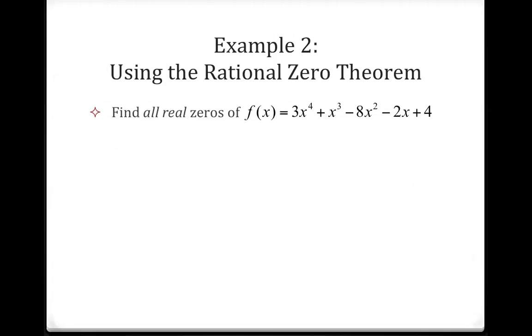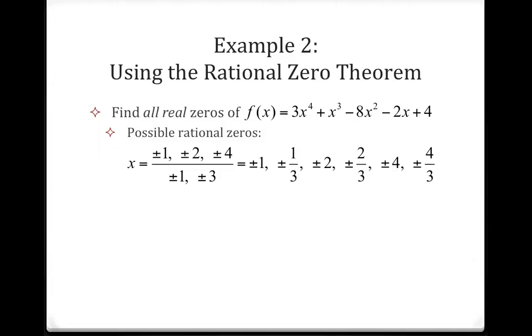All right, so let's expand just a little bit. And now, instead of just finding rational zeros, let's find all real zeros. Now, the process is not any different. We're still going to start by finding the possible rational zeros because we know what we have to do to get those set up. So in this case, the factors of our constant are going to be the factors of 4, so 1, 2, and 4.